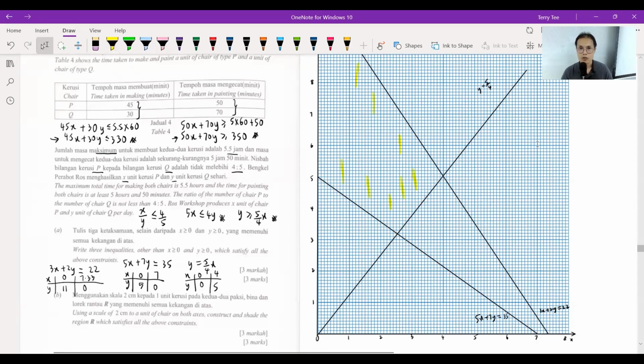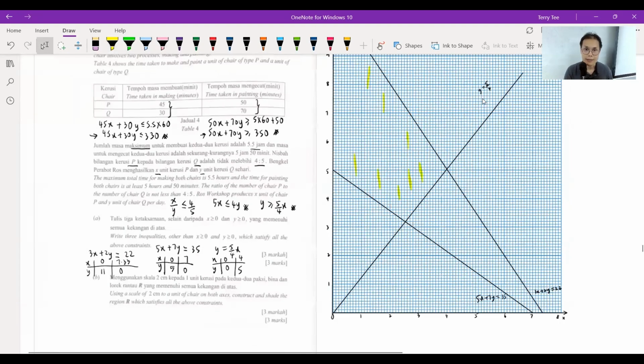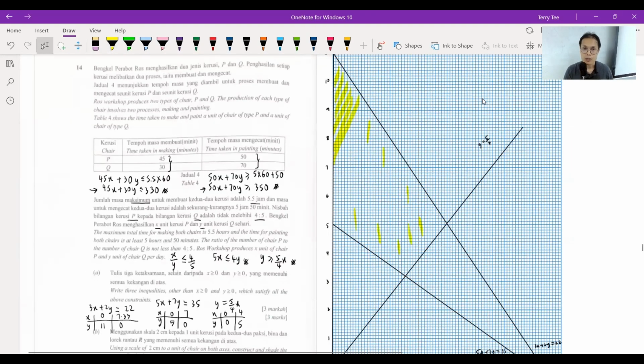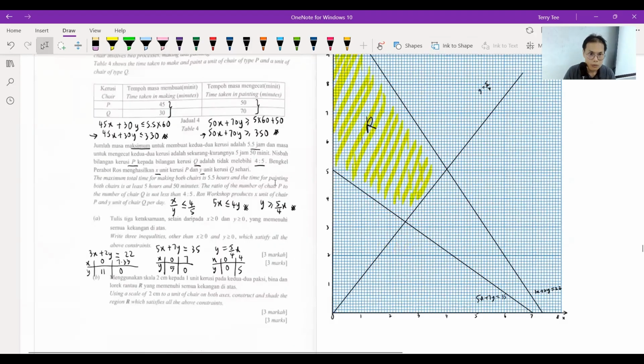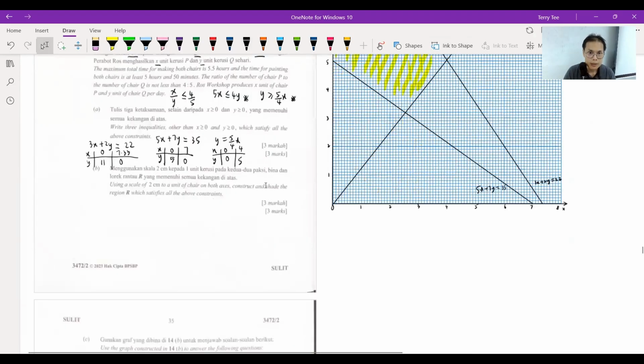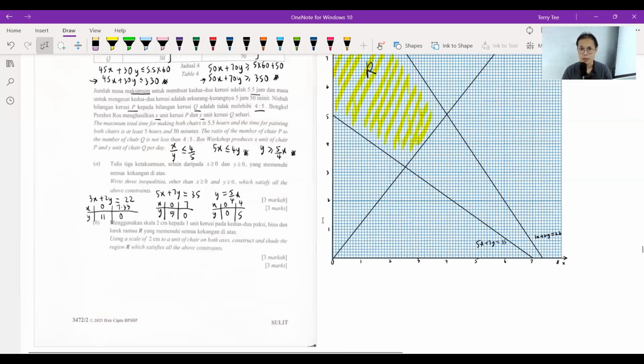All right. And of course, you need to use x greater than or equal to 0, y greater than or equal to 0. So you know it cannot exceed here. Your bilangan kerusi must always be more than 0. So this is the region of feasible solution. So we put R, rantau yang diperlukan. Okay, so we already shaded the region. Bina dan lorek rantau R yang memenuhi semua kekangan. So this is the one.